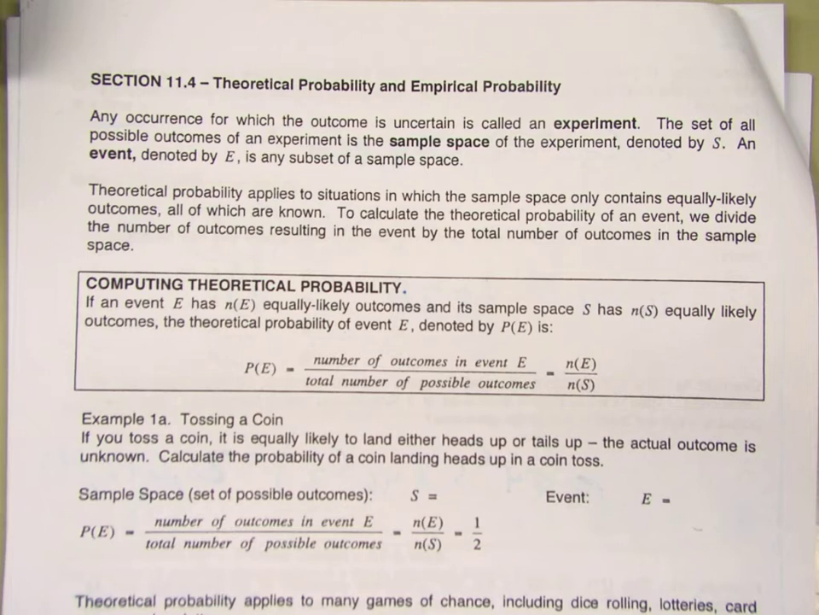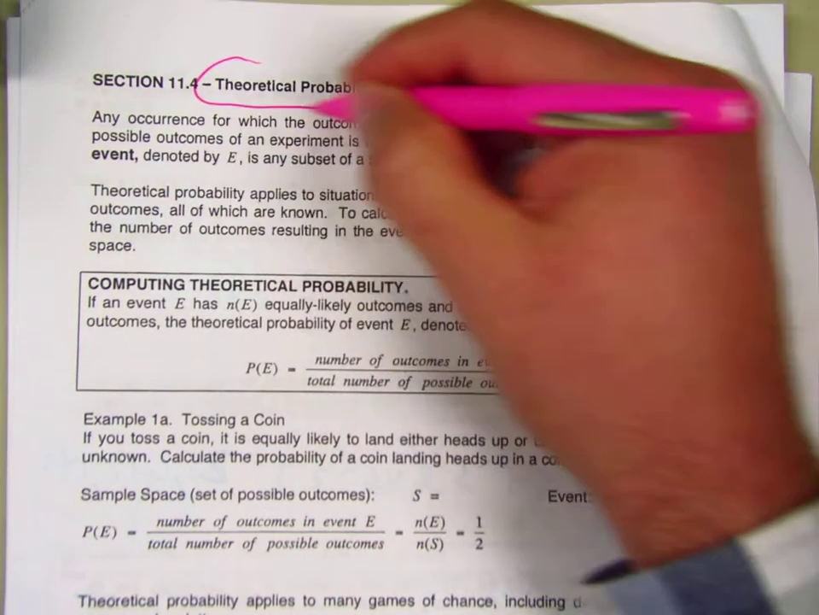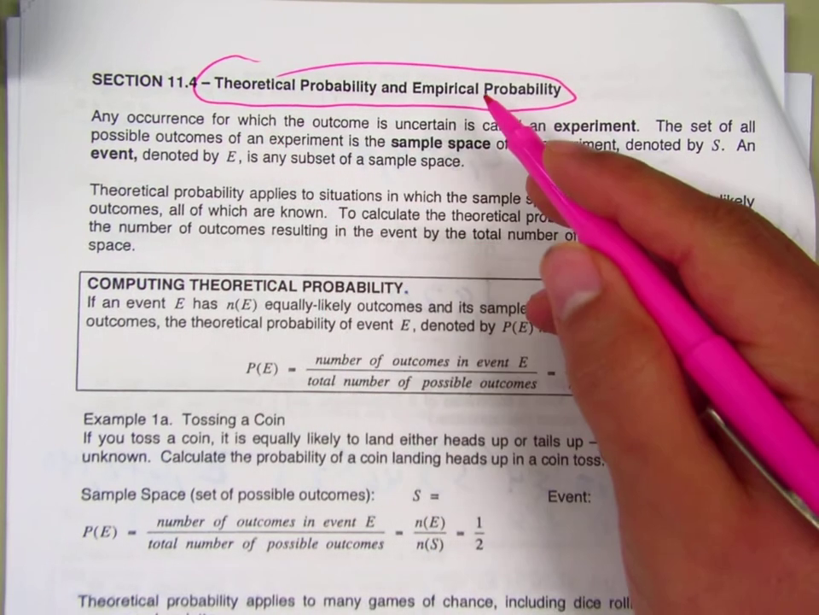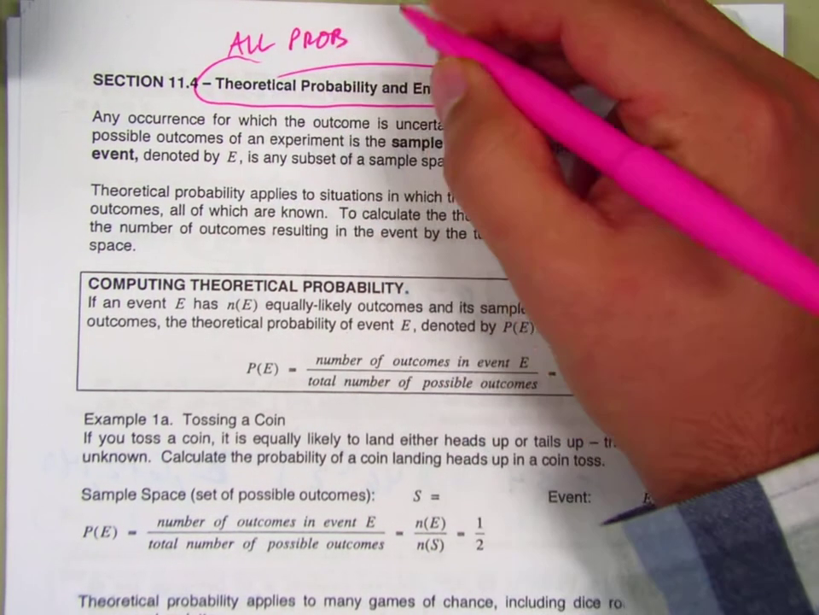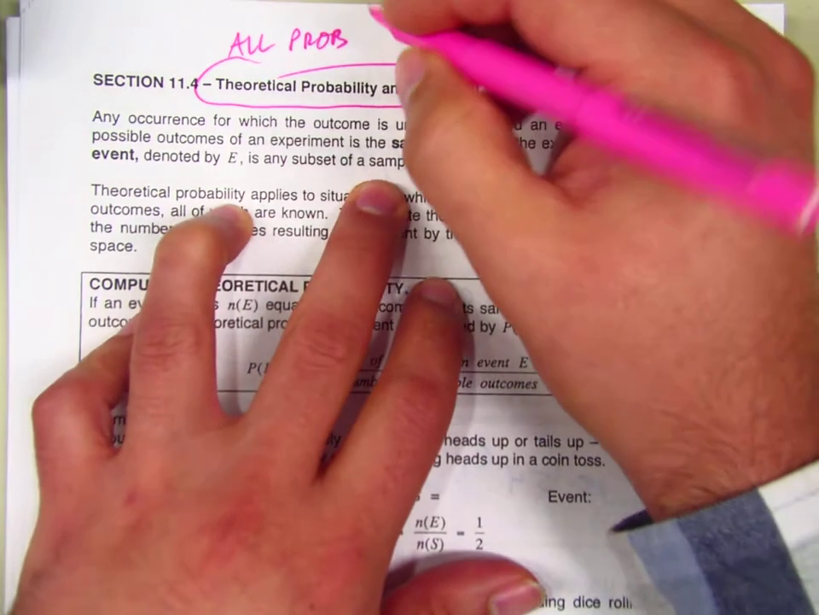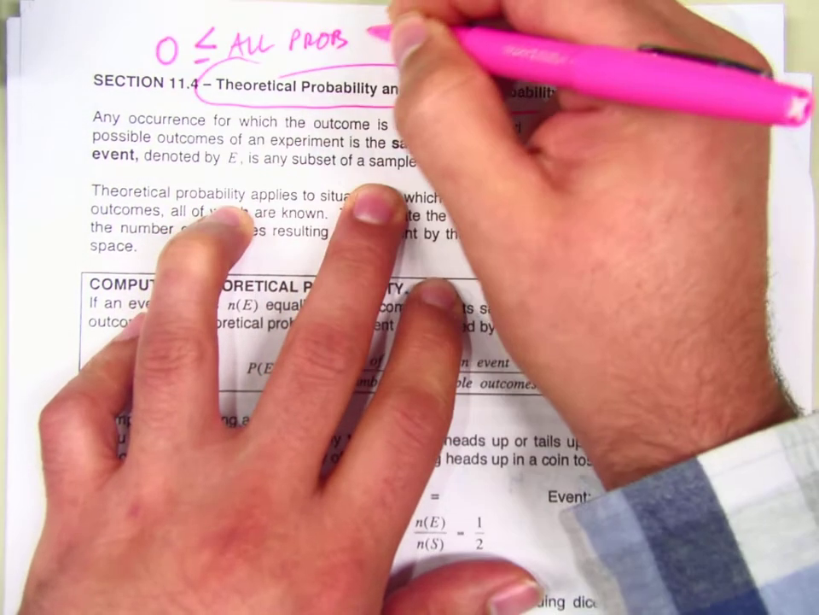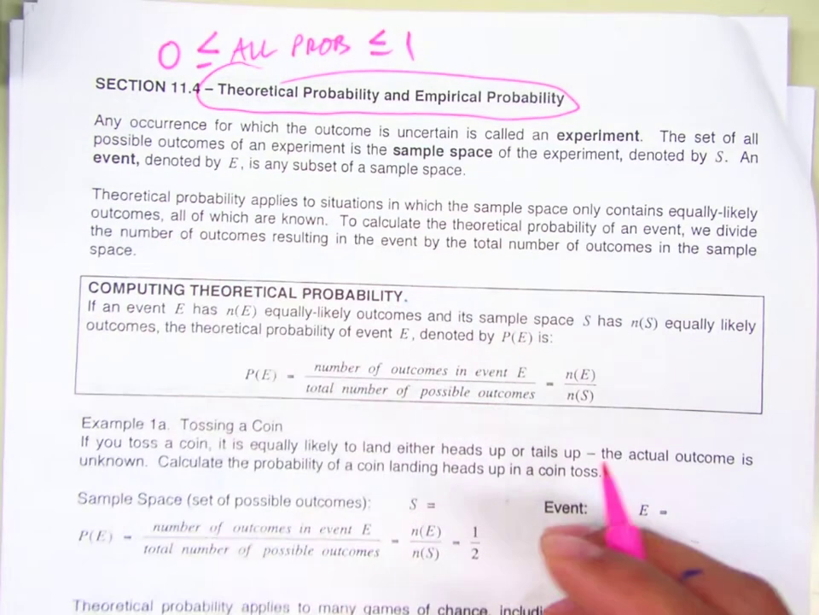What is the maximum percent chance of anything happening? 100. What does that equal as a number? 1. What is the smallest percent chance? 0, which is just 0. Does that make sense? So by definition, even if it's a theoretical or an empirical probability, all probabilities are greater than or equal to 0 and less than or equal to 1.